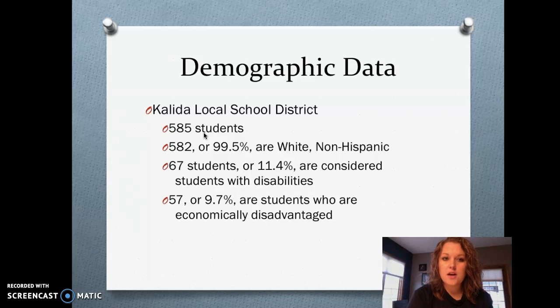So the other parts of the demographic data, like Black non-Hispanic or English learner or migrant, those are so small in our district that we don't even have the specific number because they're considered not counted for the state data, the state report card.